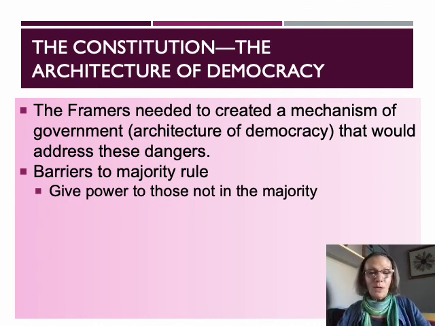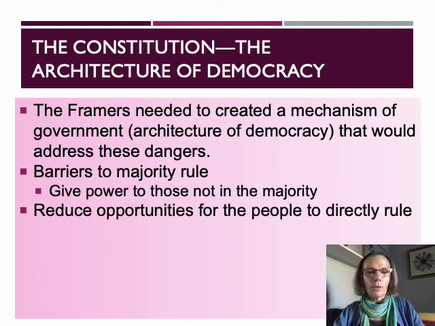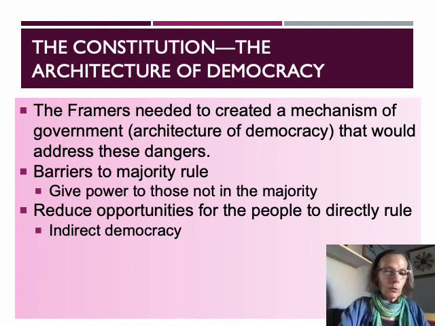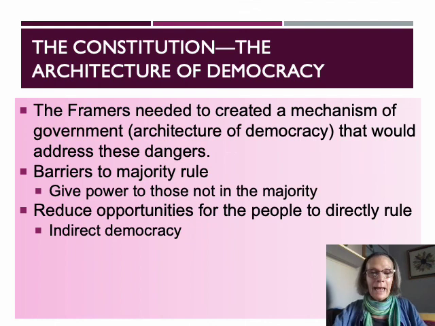Oftentimes you need to have two majorities, one in the House and one in the Senate, and sometimes you need a supermajority. So there are often brakes put in the way of just straight-up 50% plus one majority rule. You're also going to see that the Constitution reduces opportunities for people to directly rule. We are a democracy, but the framers were really concerned with what your textbook calls excessive democracy, giving people too much of an opportunity to govern.